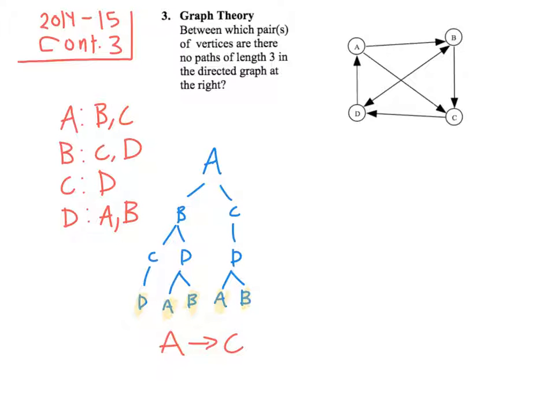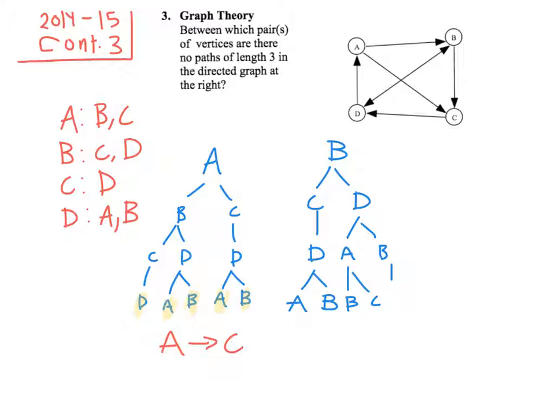Now let's do the tree for B. B goes to C and D, C goes to D, D goes to A and B, A goes to B and C, B goes to C and D. So now we look at where the paths ended. You can get to A, you can get to B, you can get to C, and you can get to D. So paths of length 3 exist between B and every other vertex.